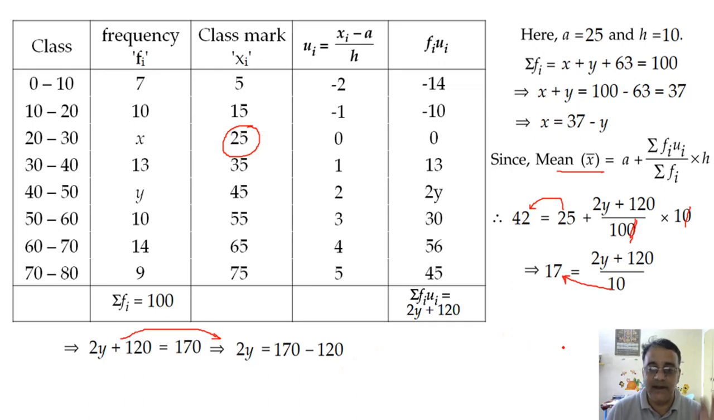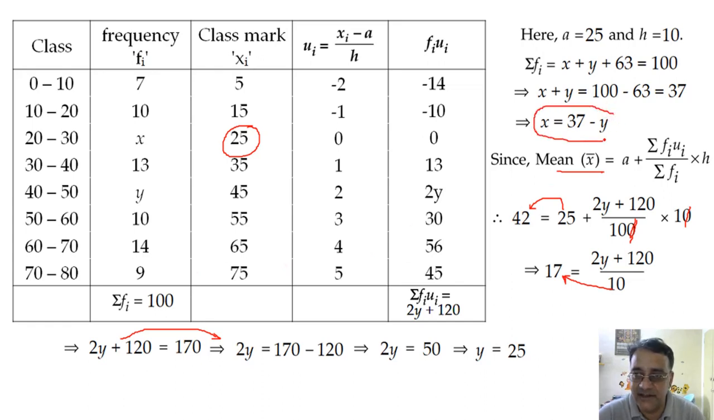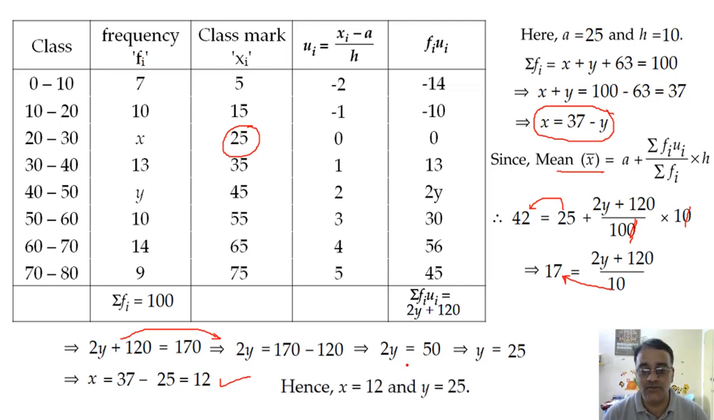So what is y? 2y is 50, so y is 25. तो y निकल गया. अभी x का वैल्यू था 37 minus y. So we'll substitute here. 37 minus y था, 37 minus 25 substitute करेंगे. So we'll get 12. Hence x is equal to 12 and y is equal to 25.